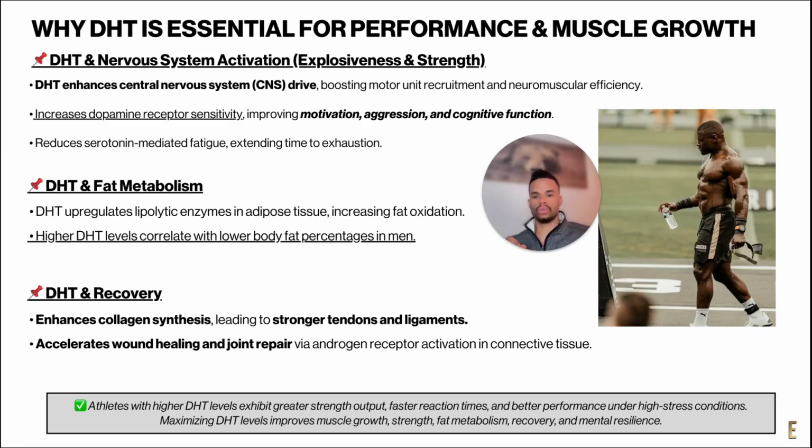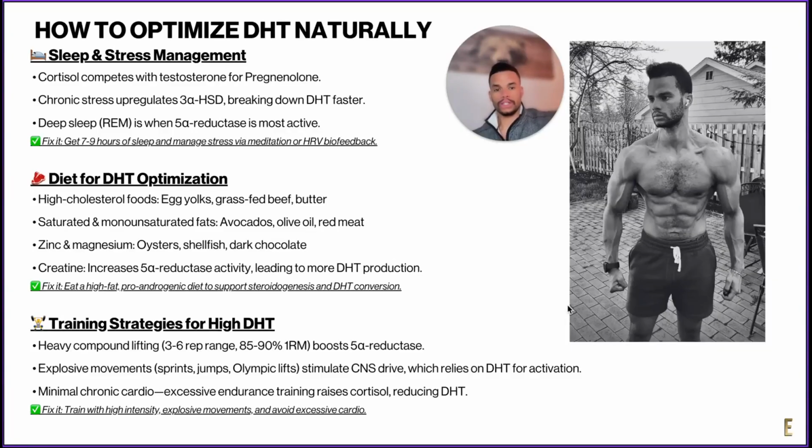So, athletes with higher levels of DHT exhibit greater strength output, faster reaction times, better performance under high stress conditions, and improved recovery. So at this point, obviously, DHT optimization is an absolute game changer. So the next question is, how do we maximize the levels of DHT in the body through an endogenous process and via natural methods? Since DHT is such a potent androgenic hormone, it has 3 to 10x the affinity for androgen receptors compared to testosterone.